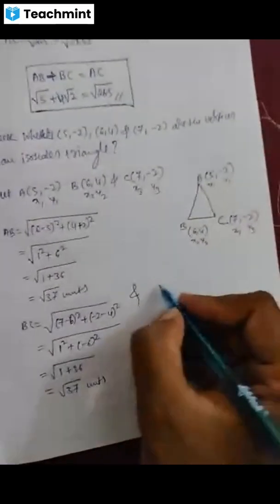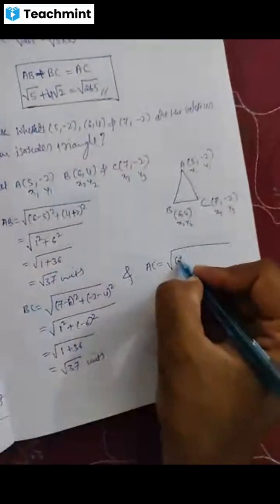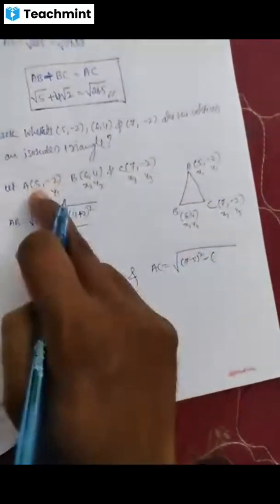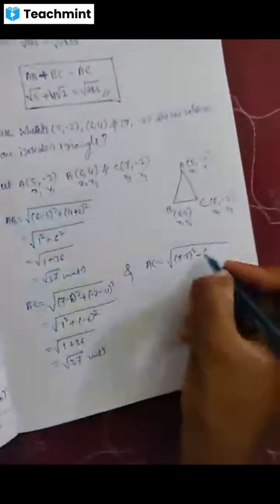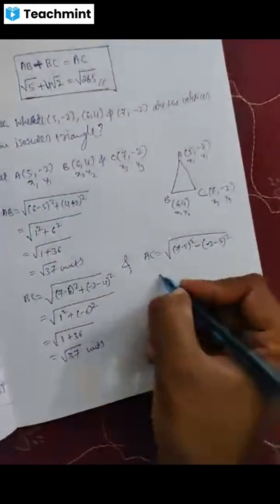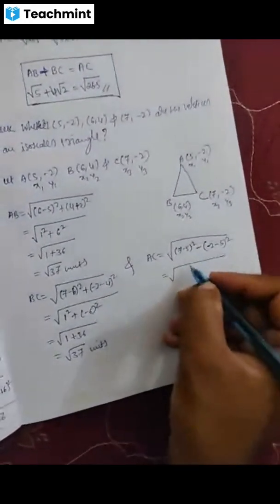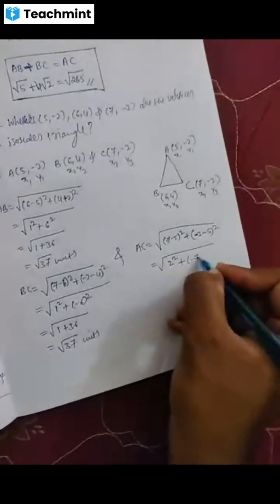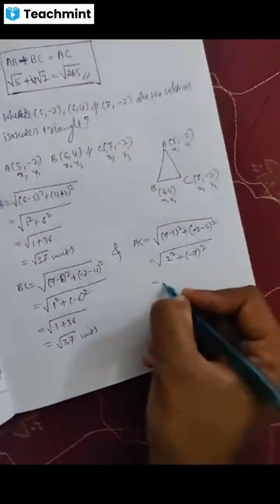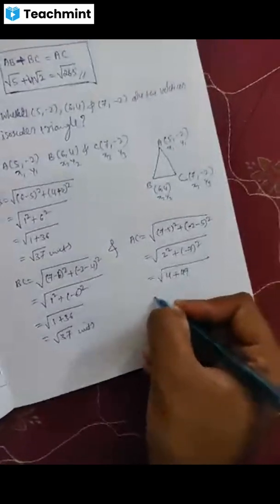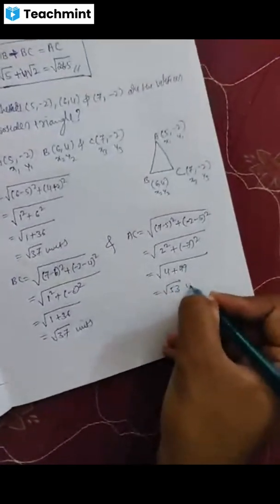And one more, AC, that is equal to 7 minus 5 whole square plus y3 minus y1, minus 2 minus 5 whole square. 7 minus 5 is 2 square plus minus 7 whole square, minus 2 minus 5 is minus 7, that is 4 plus 7 square is 49, so root 53 units.